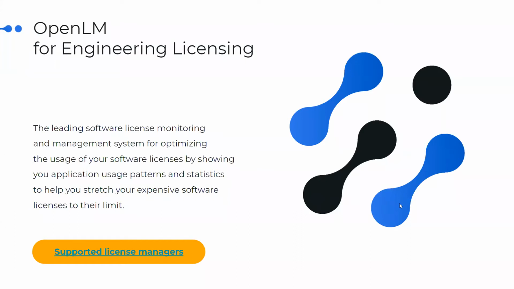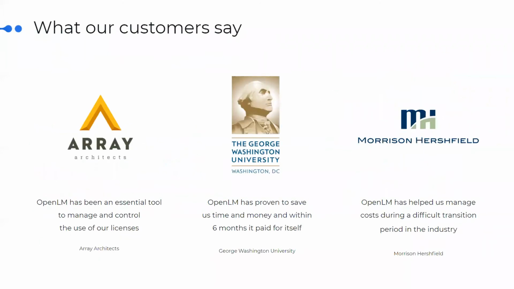So what is OpenLM? Well, OpenLM is a monitoring and management system for engineering licenses, which allows for optimization of license usage by displaying usage patterns, historical statistics, procurement prediction, and real-time license status. In the next few slides, we'll also see the supported license managers and all those details.